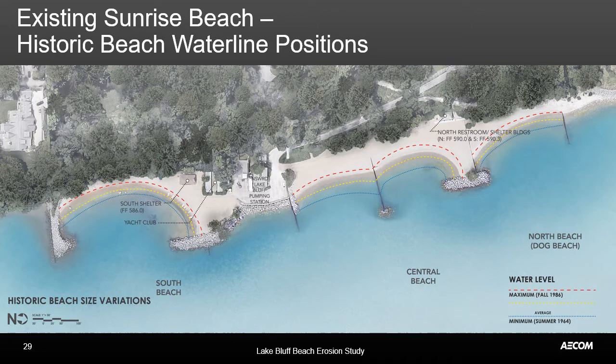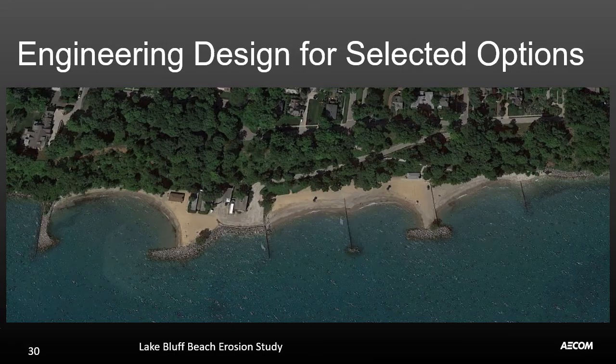But depending on the water level, what you actually see on the beach in terms of the position of the water will vary depending upon the elevation of the water. So it's just a simple representation of historically how this beach has looked for different lake levels. Again, keep in mind, this is not a snapshot for the future. The future will be different as erosion occurs. All these lines start to migrate to the west.